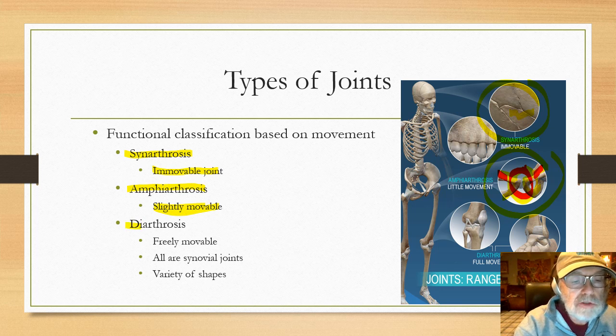And then we also have what's called a diarthrosis. A diarthrosis, like we talked about, is the synovial joints. These are freely movable. They're all synovial joints, and we have all kinds of different shapes.